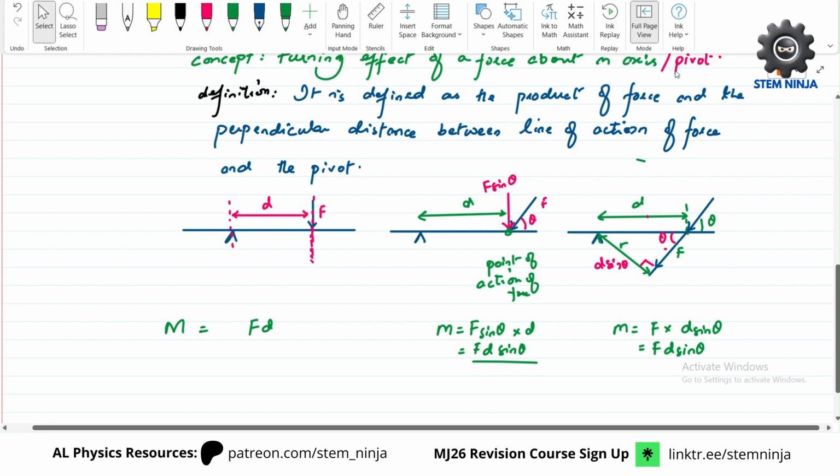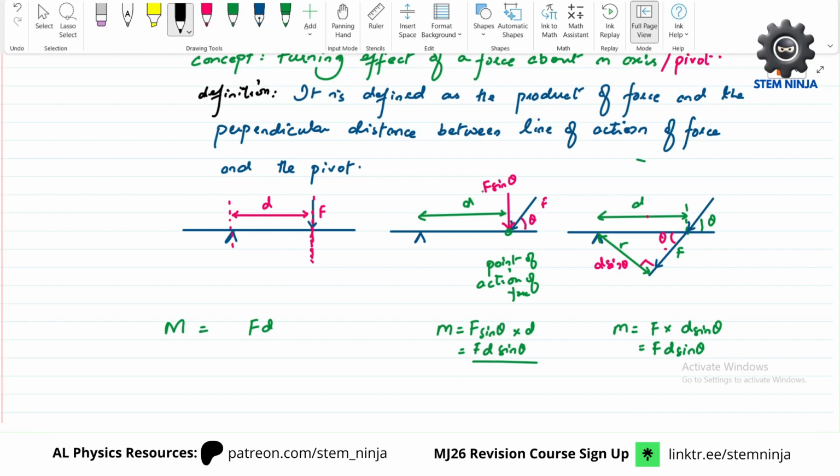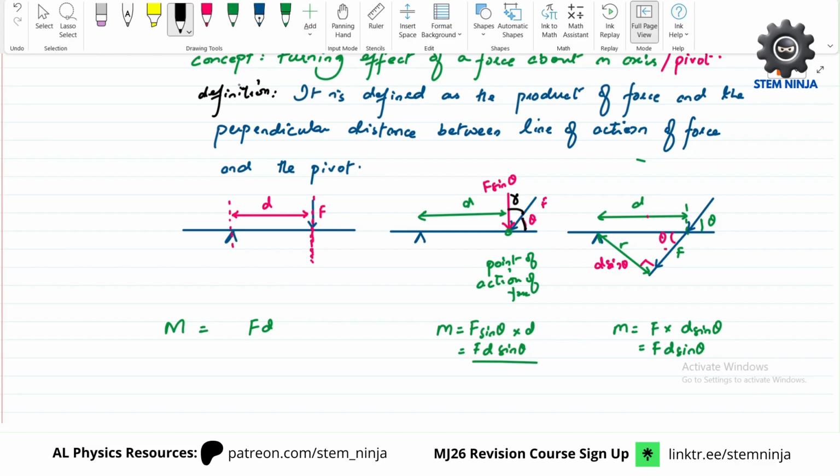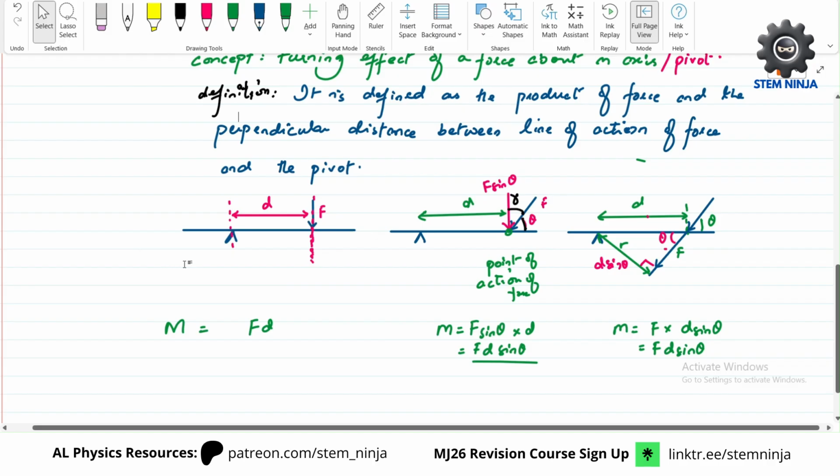Now, some books have that cos theta case also, but it's up to you. It's up to the question itself whether this angle is given or this angle is given. So if this angle is given, for example, let's call it gamma, in that case, it will be cos theta. So you have to be very careful how the information is presented.